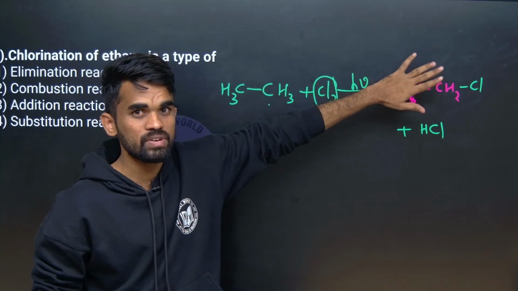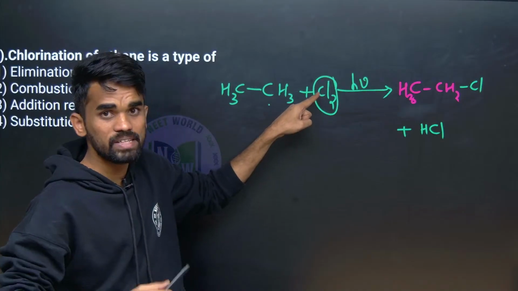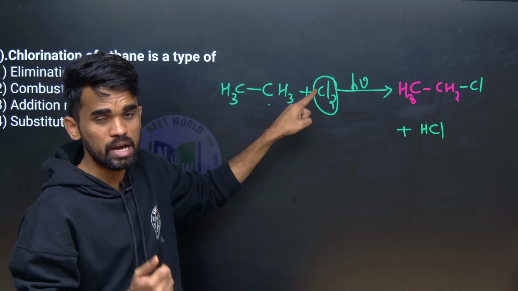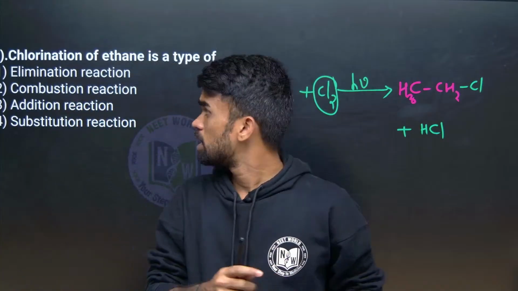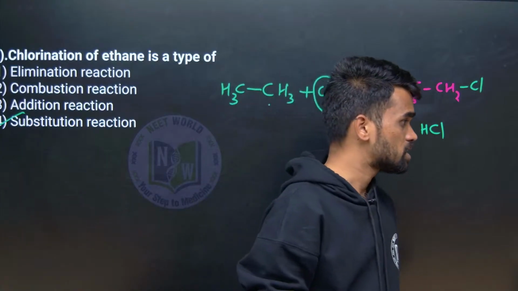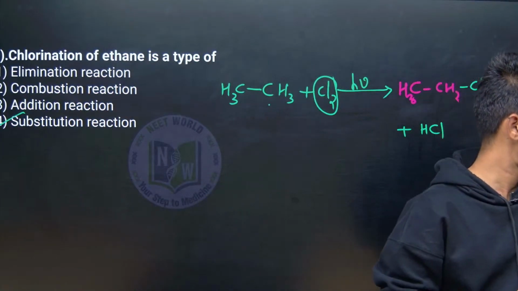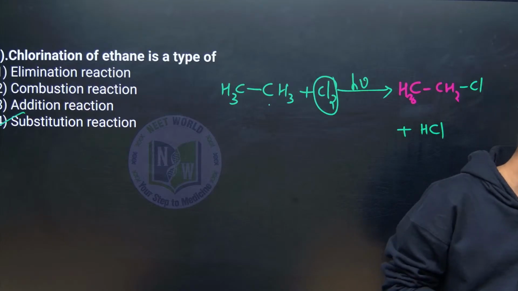So what is the change we are observing? What is the conversion? One hydrogen is replaced by chlorine. So can we say substituted? Yes, hydrogen is substituted by chlorine. So we can call it a substitution reaction. So where do we have the option? Option number 4, which is substitution reaction. That is the correct one. Hope it is clear what's happening here, right?